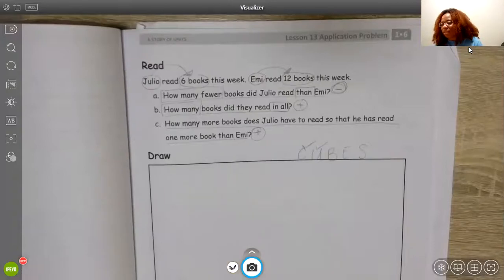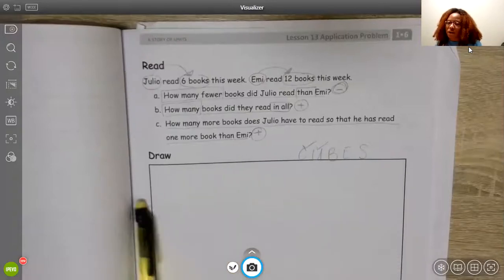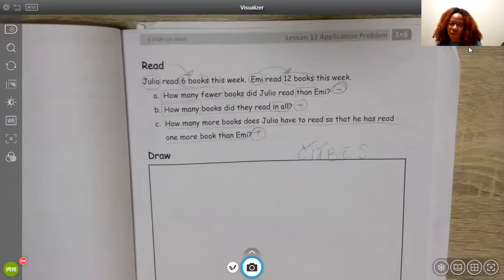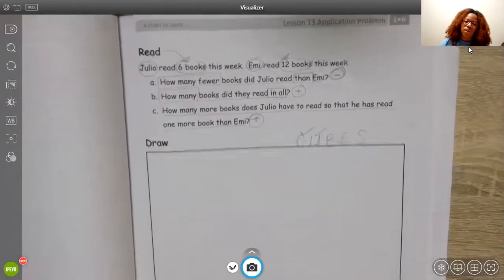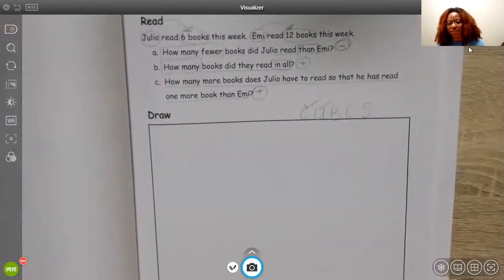But before we get there, let's go ahead and make our math drawing. For our problem, it says Julio read 6 books this week and Emmy read 12 books this week. So, what am I going to draw first?